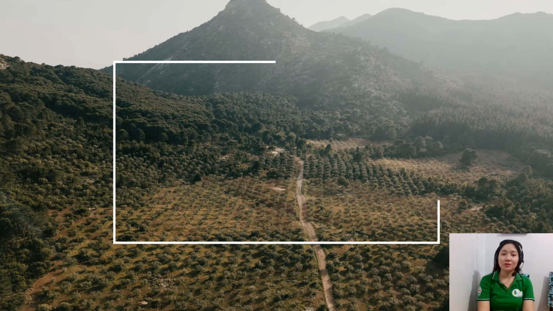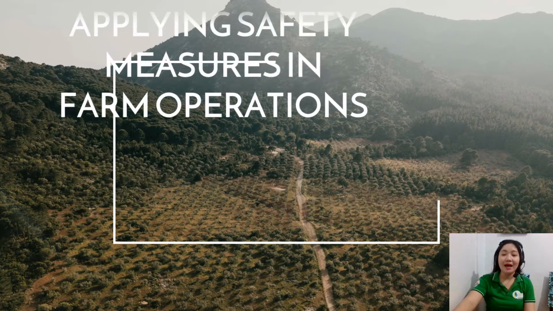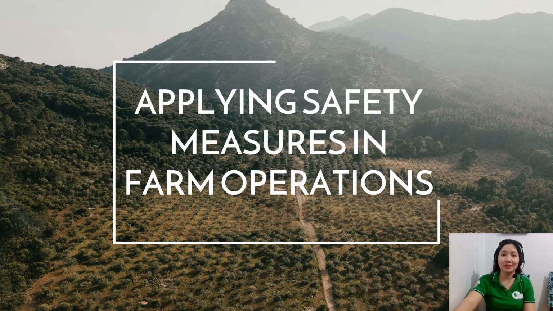Class, agriculture is one of the three most dangerous industries in the world, exposing agricultural workers to a wide variety of hazards. So precautions should be taken to minimize or eliminate these potential hazards. For this week, we will be dealing with applying safety measures in farm operations.